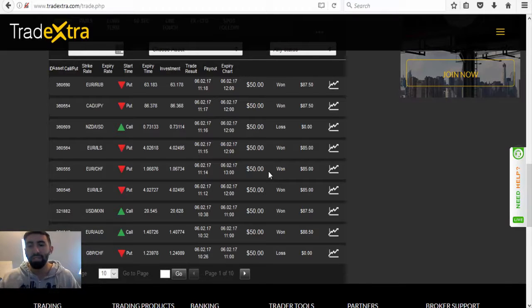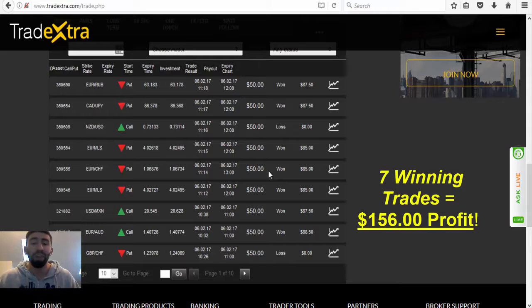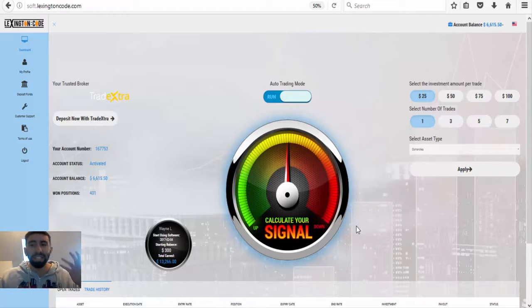So from the total of 7 winning trades that we have here, we made a nice profit of $156. So keep in mind that most of these trades were all completed in just over a half hour of trading. So a great turnout for starting off this week with using Lexington Code. So as you can see, guys, it's very simple and easy to use. So if you're new to binary options and you don't know how to trade on your own, the Lexington Code app is a great software to get involved with.